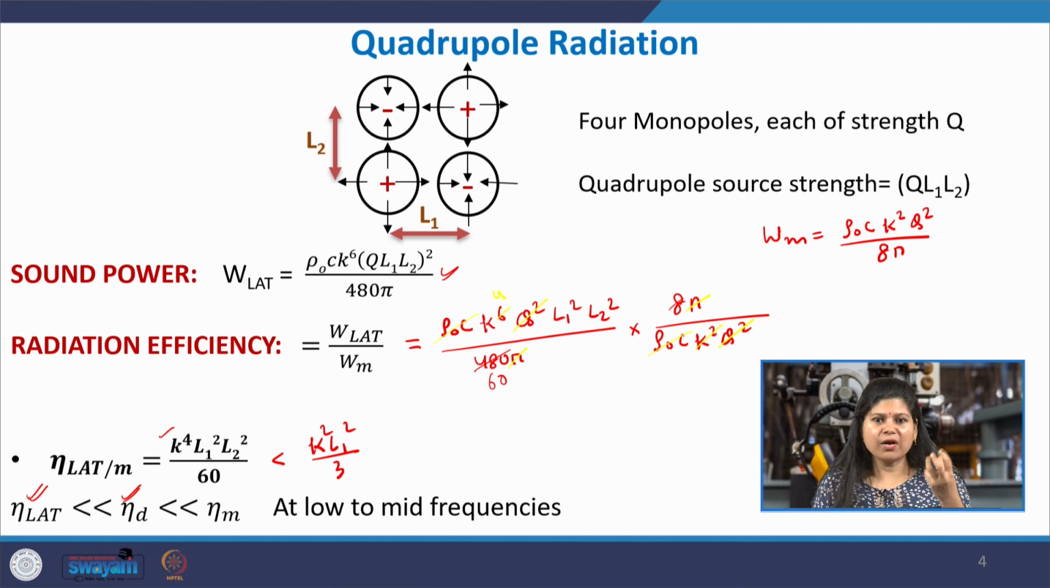So, suppose we have a monopole source, and by some way we can have another source coming up which is in antiphase with it, then suddenly we can bring down the noise. So, that is one of the inferences we draw, and something which is a takeaway for noise control engineers.